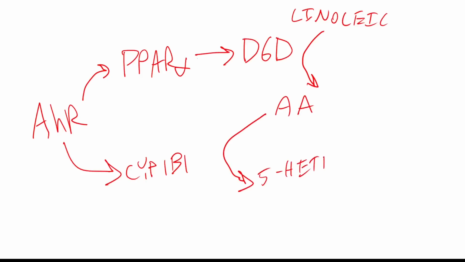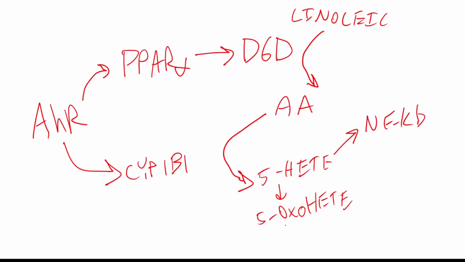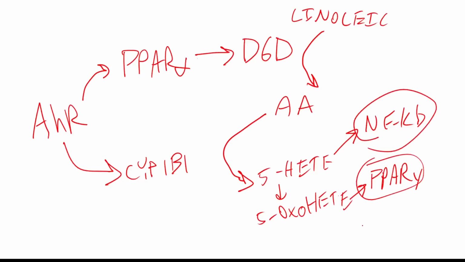There's another enzyme that comes along and converts that to 5-oxo-HETE. This 5-HETE activates NF-kappa B. This 5-oxo-HETE activates PPAR gamma, which is like a little Y. And these two things, when activated, like I say, they increase SCD1, and SCD1 converts stearic acid 18:0 to 18:1.